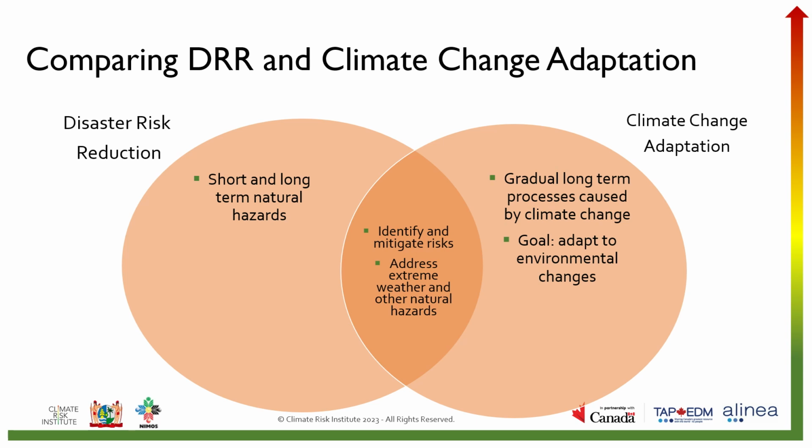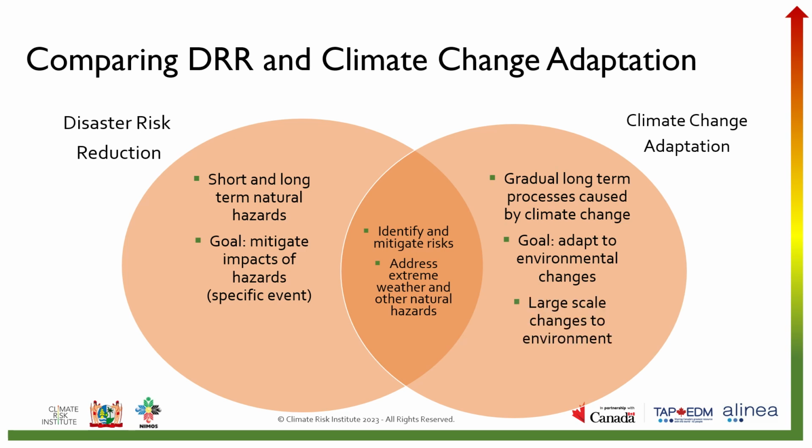Whereas the goal of DRR is to mitigate the impacts of a hazard, sometimes a specific event that may not have long-term consequences or involve transforming aspects of our society. Finally, adaptation addresses large-scale changes to the environment, whereas DRR responds to both small and large-scale hazards.